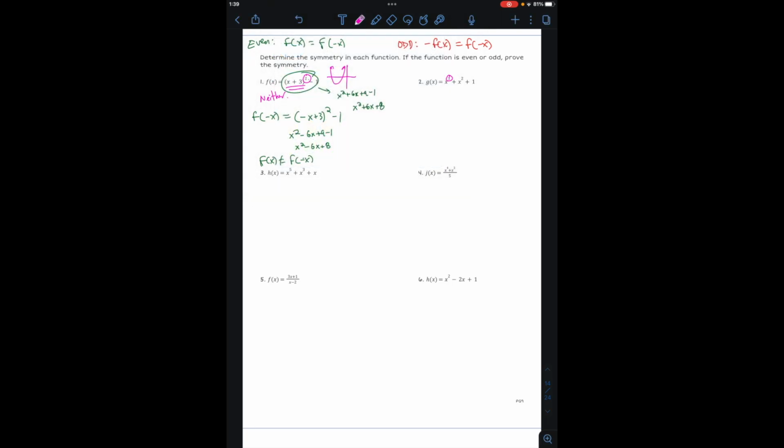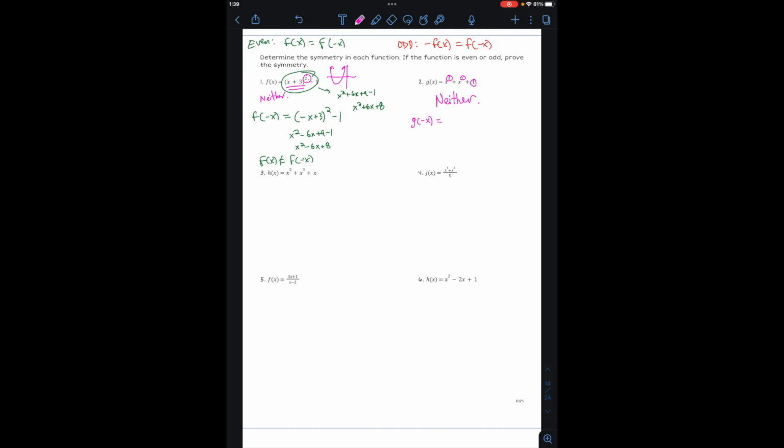From our rules before, we said we can't add odd and even, or odd and a constant and still be odd. So this is just going to be neither. If you wanted to test them, you could. You could plug in f of x, or g of x, I guess in this case.